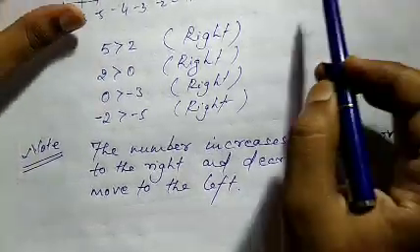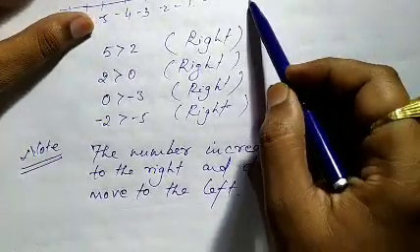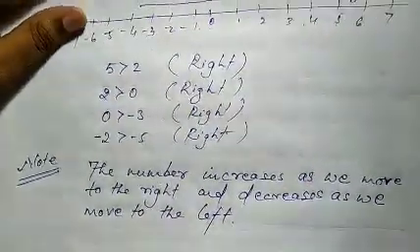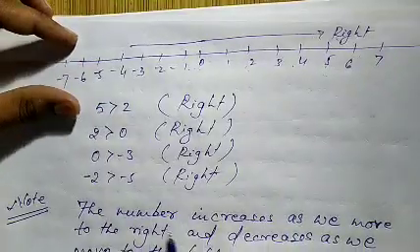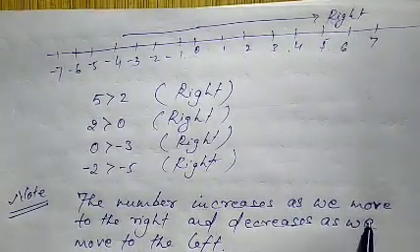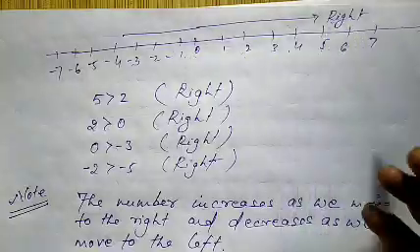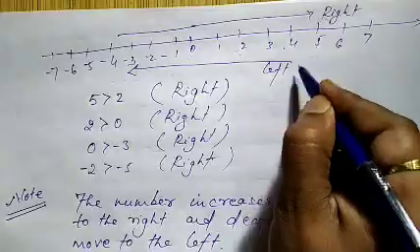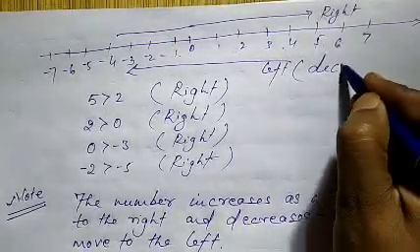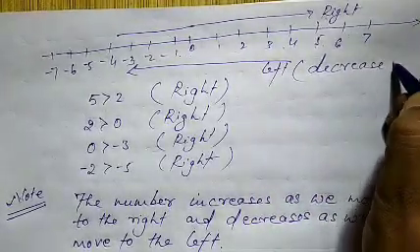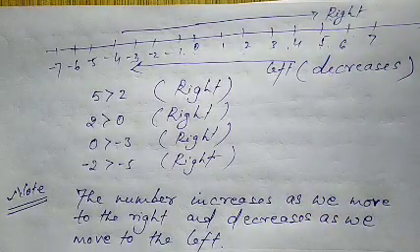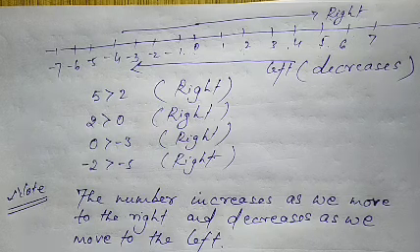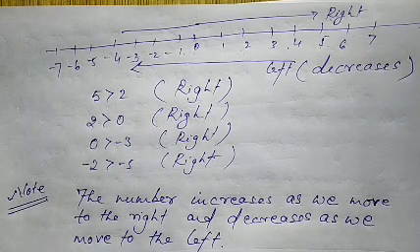So you can see that if I ask is 4 greater than 2 or not, you can say yes. So we observe by this number line that the number increases as we move to the right. When we move to the right, the number will increase, and when we move to the left, the number will decrease. Now you can understand, when we move to the right, the number will increase, and when we move to the left, the number will decrease.